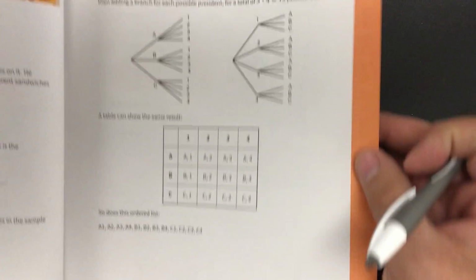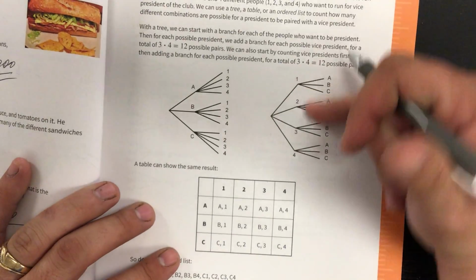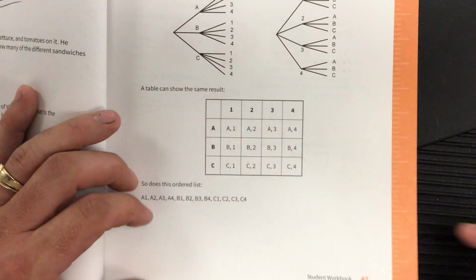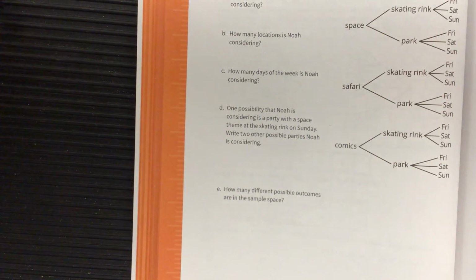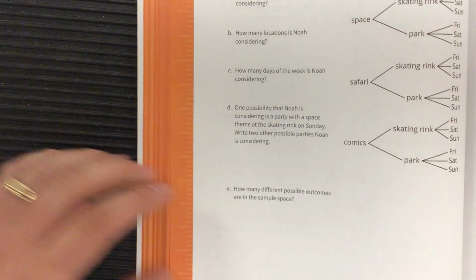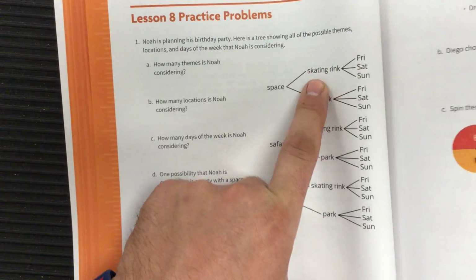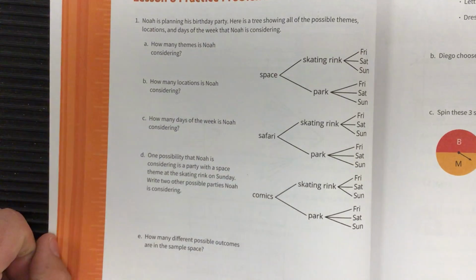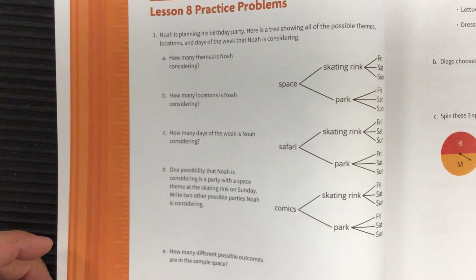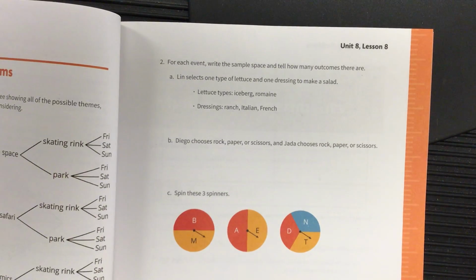Okay, next page, 67. Again, if it doesn't tell you which way to do it, you can do it any way you want. Tree diagram, table, list, completely up to you. Okay, next page. First question there is talking about a birthday party. You have a theme, location, and a day. Okay, all these questions are pertaining to this. Answer accordingly. Remember, think about how many options you should have.